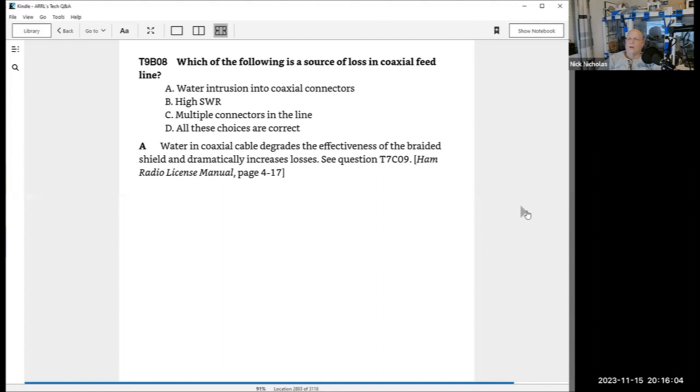Which of the following is the source of loss in coaxial feed lines? Well, okay, of all those answers, water. Is it following as the source of loss? Well, high SWR would be loss. Multiple connectors in a feed line is a minimum of a loss. Well, okay, learn this answer. The FCC expects you to say that water intrusion in a coaxial connector, I would reword that as probably the worst thing that can cause loss.